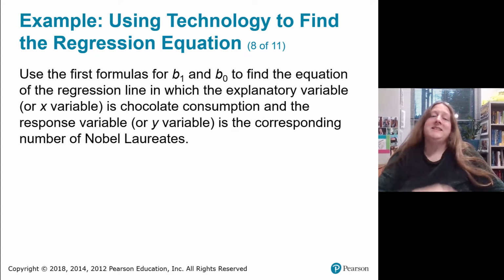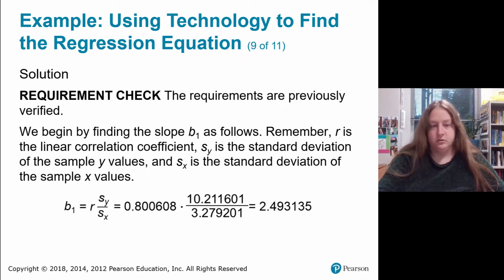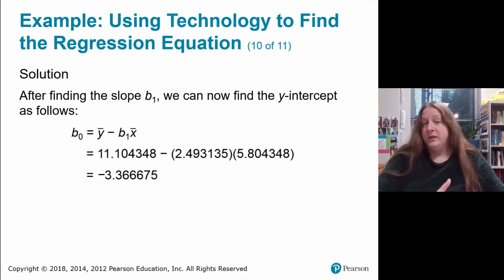All right, so now let's get out of technology, and we're going to use that first formula. Since we know the R value already, we already found the correlation coefficient for this. We're going to use that to find B1 and B0. So we already checked our requirements, so now we're going to start off by finding B1. We use our formula of R times the standard deviation of y divided by the standard deviation of x. And when we multiply all of that out, we get 2.493135.